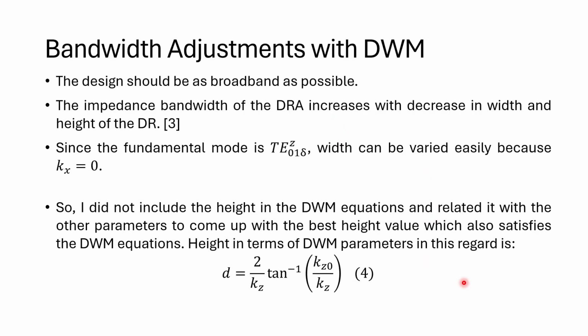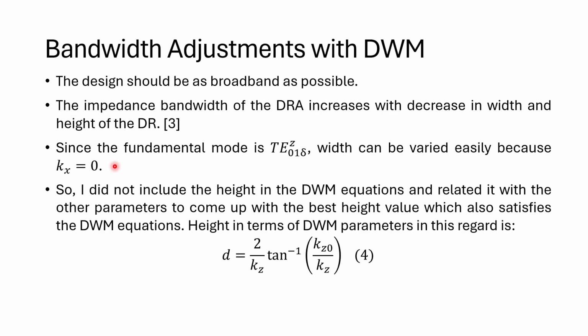The design should be as broadband as possible. Also, the bandwidth of the DRA increases with the decrease in the width and the height of the DR. So these two must be kept as small as possible. Since the fundamental mode of the DRA is TE_1,1,delta, width can be varied easily because Kx is simply 0. So it means that it does not have as much impact as the other two dimensions do on the resonance frequency. So I just did not include the height in the DWM equations and related it with the other parameters to determine the width and height values, which also satisfy the DWM equations and the broadband constraint. Height in terms of DWM parameters in this regard is just like this.